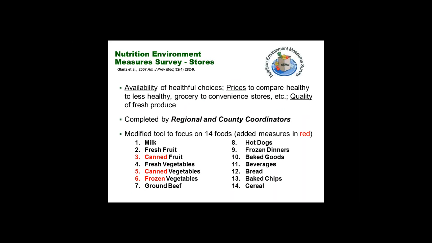We modified it a little bit, because the traditional measure looks only at fresh produce, but we realized that in rural areas that's not the only place people get their produce, and it's not necessarily the only thing that can be healthy. There are certainly frozen vegetables and fruits that are healthy, and also canned, particularly when they're not packed in sugar and all kinds of preservatives. So we looked at what they had available from the nutrition standpoint.